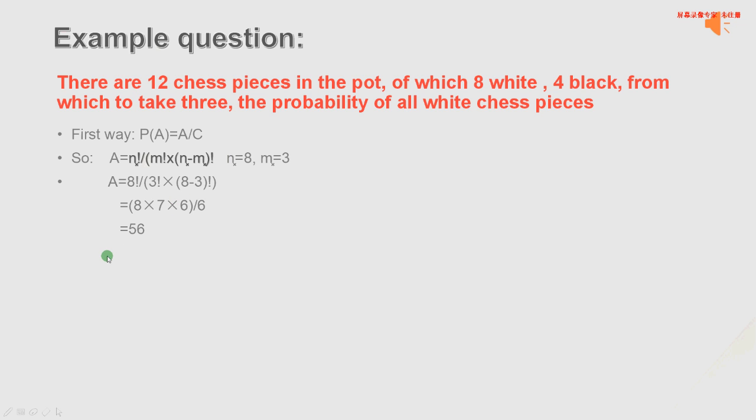And then we need to calculate the C. The C have the same formula with A, but the n answer is not same, because is take the number of m elements from the number of n elements in a group, but A is in a row. So in the C formula, n equal 12 because there are 12 chess pieces in the pot. So C equal the factorial of 12 divide the factorial of 3, multiply the factorial of 12 reduce 3. The answer is 220.